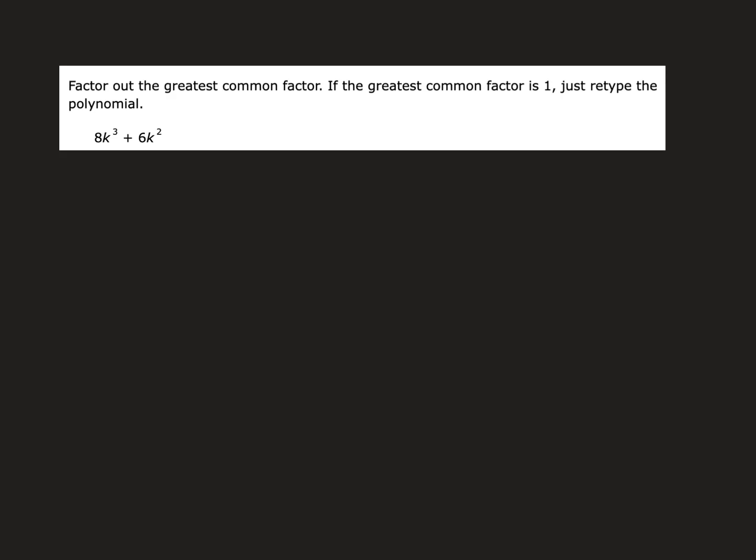Hey there. This skill that you're working on here is pretty much the opposite of the last one we were doing, where we were multiplying polynomials. So taking something like 5k times k squared plus 2k and distributing through there. So we get 5k times k squared, which is 5k cubed, and then 5k times 2k is 10k squared.